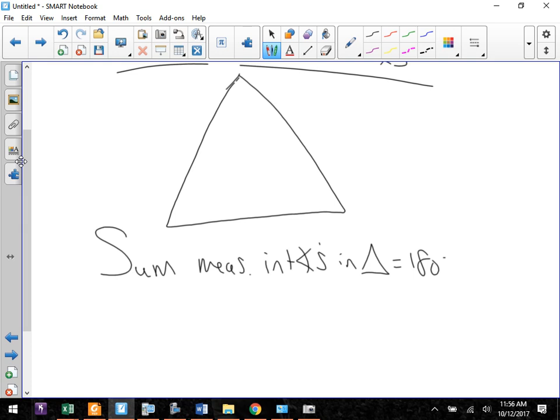The sum of the measures of the interior angles of a triangle is always going to be 180 degrees. Unless you're on a spherical plane, but don't worry about that. What? What's a sphere? 3-dimensional circle, okay.